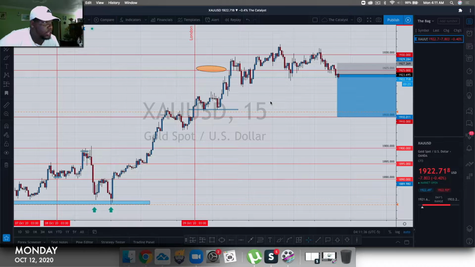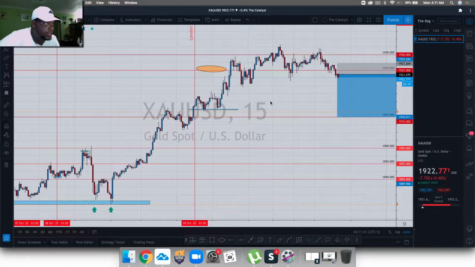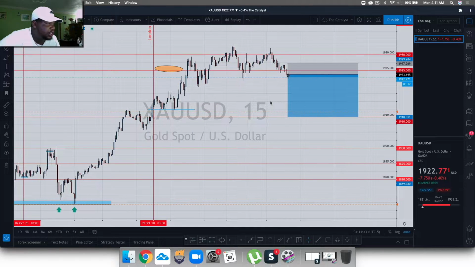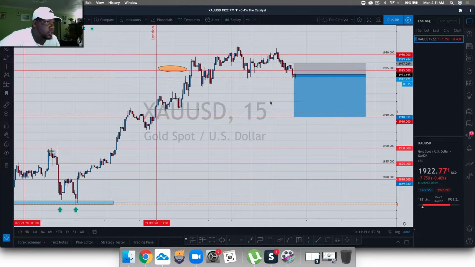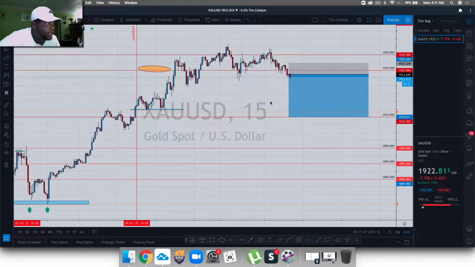So this morning I decided to share one of my trades with you guys, right? Share one of my setups with you guys. Share a trade that I'm currently in. So this trade is on gold, XAU USD. That's the only pair that I trade.